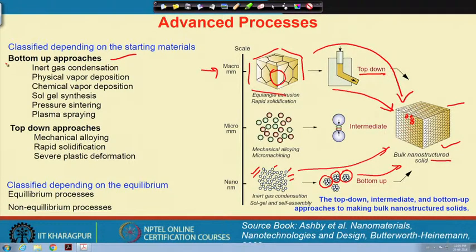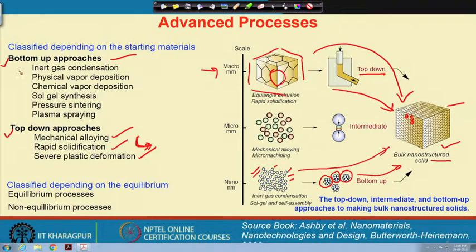So, here I basically list some of these bottom up or top down approaches, like let us say mechanical alloying, rapid solidification, severe plastic deformation. These are common top down approaches. The question comes here that rapid solidification, we already know this term from the discussion on bulk metallic glasses. So, here we start with a liquid, and then this liquid is cooled very fast at a certain cooling rate, so that we can produce bulk nanostructure or metallic glass too.